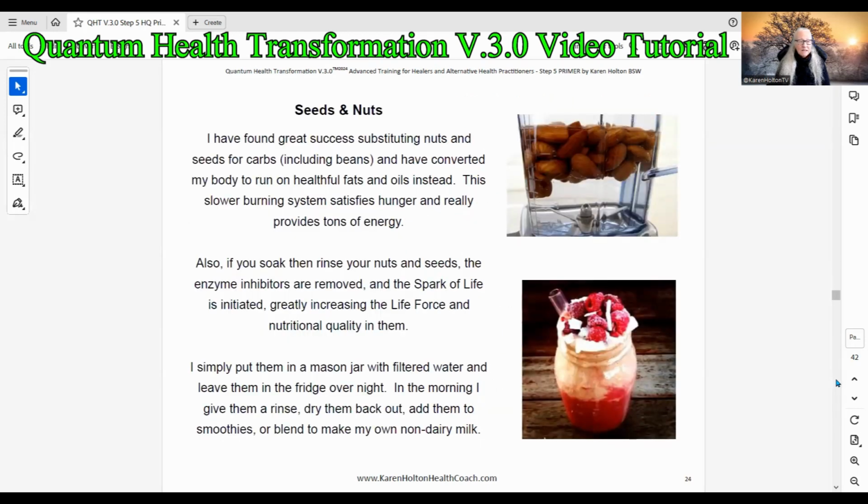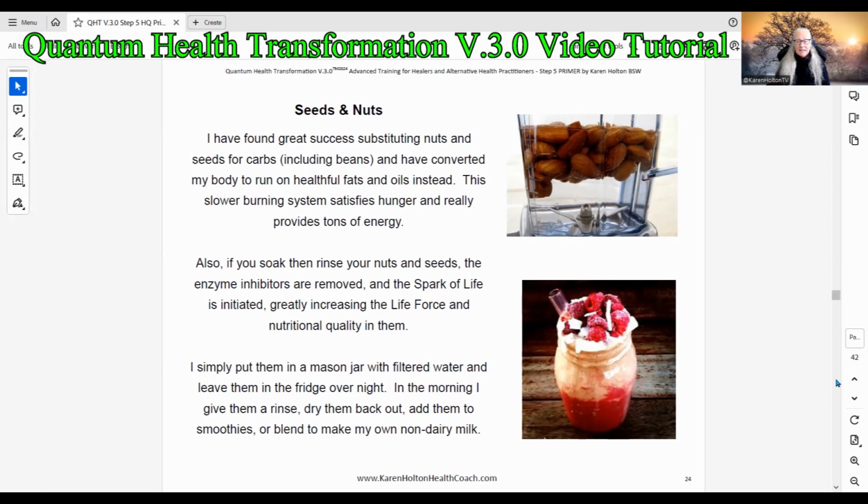Seeds and nuts. I have found great success substituting nuts and seeds for carbs, including beans, and have converted my body to run on healthful fats and oils instead. This slower burning system satisfies hunger and really provides tons of energy. Also, if you soak and then rinse your nuts and seeds, the enzyme inhibitors are removed and the spark of life is initiated, greatly increasing the life force and nutritional quality in them.